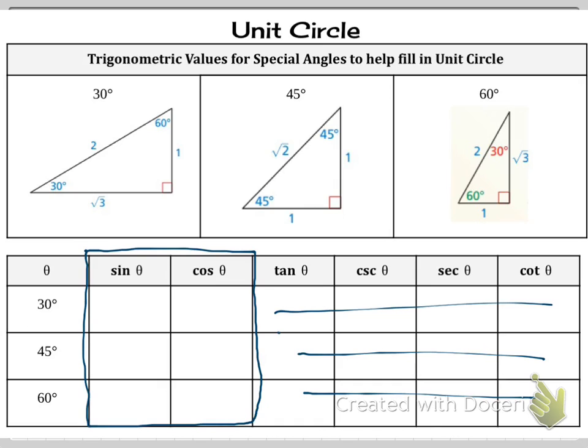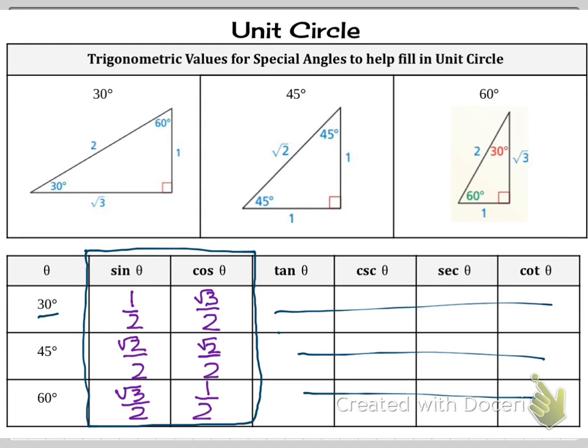So you can pause it and go ahead and see if you can remember how to fill out sine of theta, cosine theta using the 30 degrees and the triangles above. If you did that, you would have 1/2 for sine of 30, square root of 2 over 2 for sine of 45, and then square root of 3 over 2 for 60 degrees. For cosine, it would be root 3 over 2, root 2 over 2, and 1 over 2.